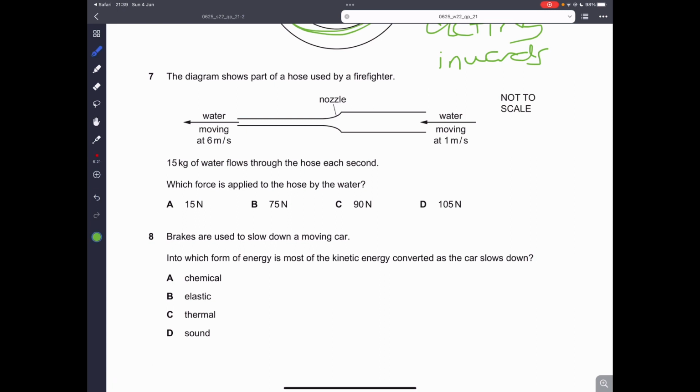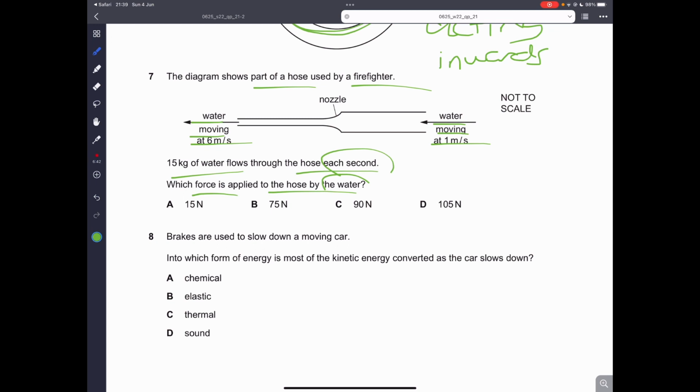Question number 7. The diagram shows a part of a hose used by a firefighter. 15 grams of water flow through the hose each second. Which force is applied to the hose by the water? Okay, so the water is moving at 1 meter per second. Water is moving at 6 meters per second. We want to find the force.